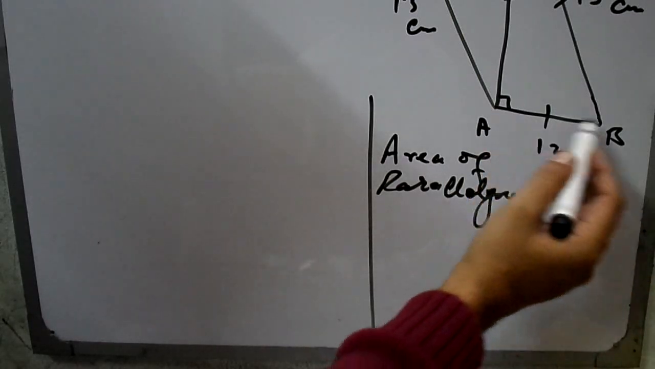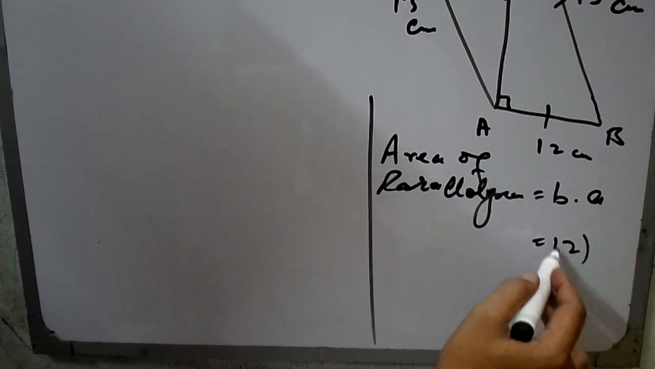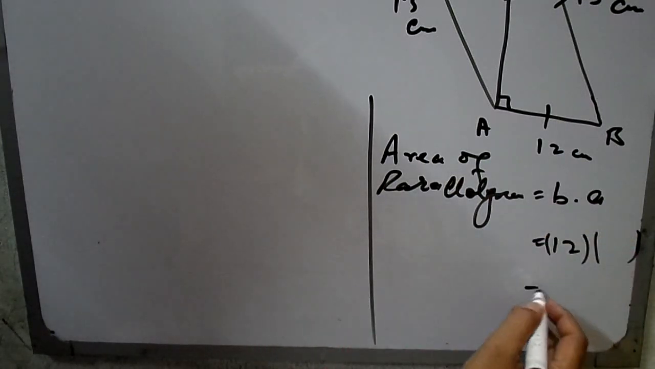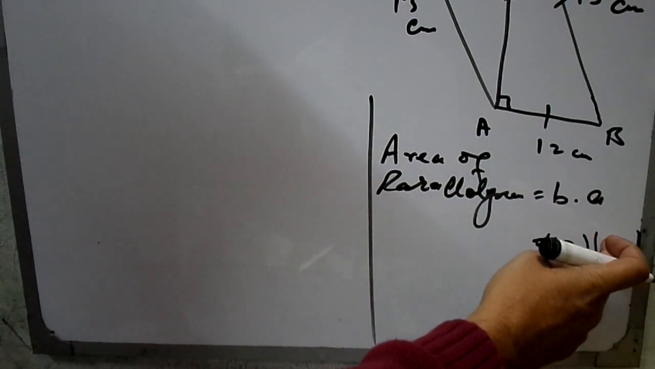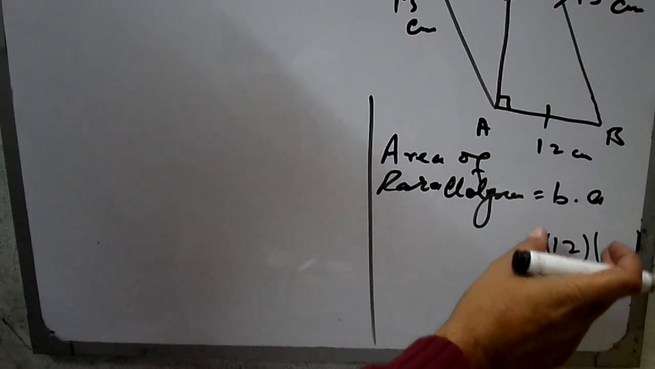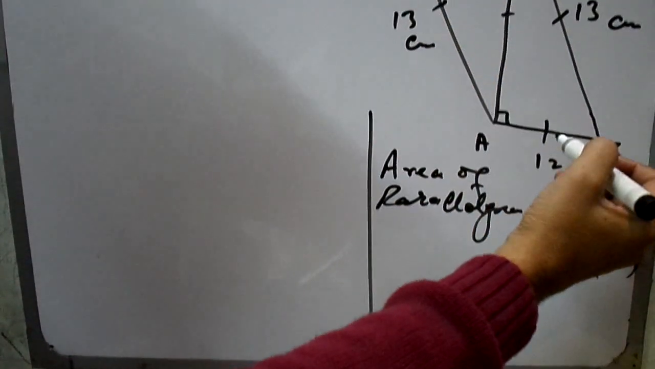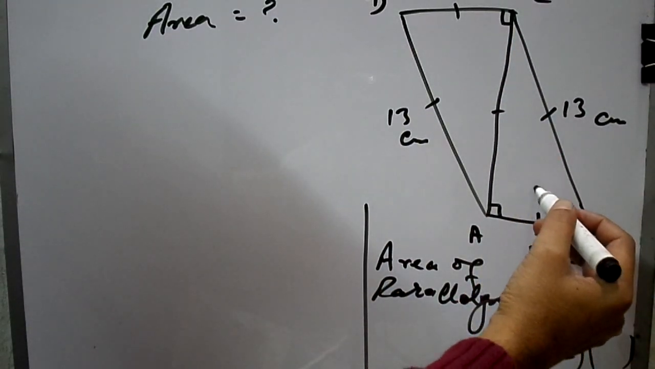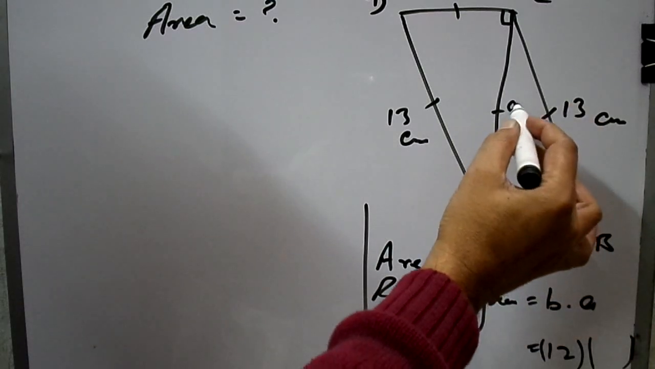So we have a base that is equal to 12, but we don't have the value of altitude. If I am able to find the altitude and put the value of altitude here, we can calculate the area of the parallelogram. So it means we need the value of AC. If I notify this, that is your base B, that is your hypotenuse C, and that is your altitude A.